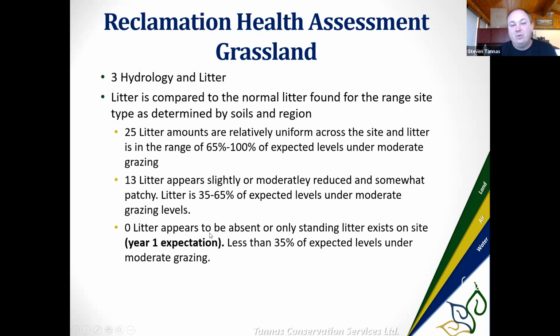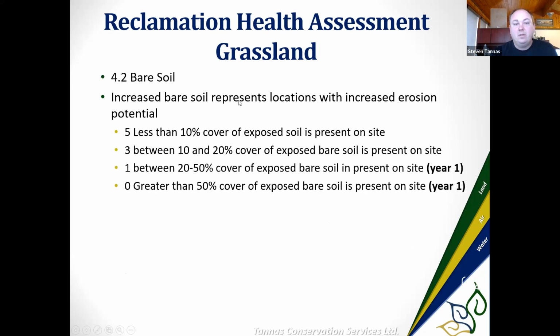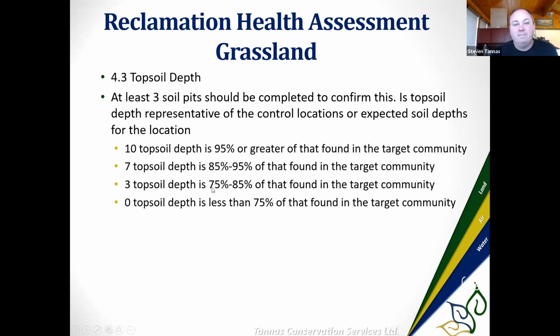You expect in year 1 to have a 0. That's just an expected. So there would be certain things, but years 2 through 4, you should be building litter, and you should be moving through 13 and up into 25 by year 4. Evidence of site stability. Again, exact same as our normal health assessment protocols. Looking at erosion risks. Bare soil, again, it's very similar process-wise, but expect in year 1 to have 20 to 50% at the best bare soil, exposed soil. So you're not going to get down to 10% just because it takes time. So the protocol is built to kind of move over time.